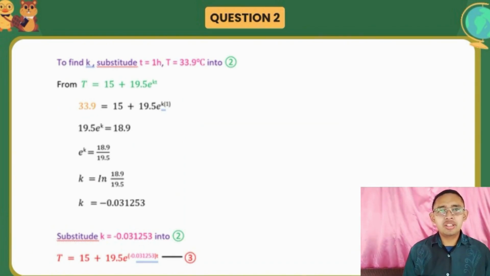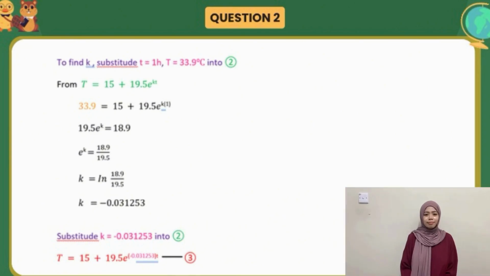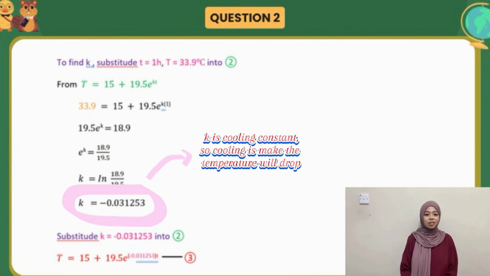I have one question. Why is the value of k negative? k is a negative value because k is the cooling constant. Cooling makes the temperature drop.